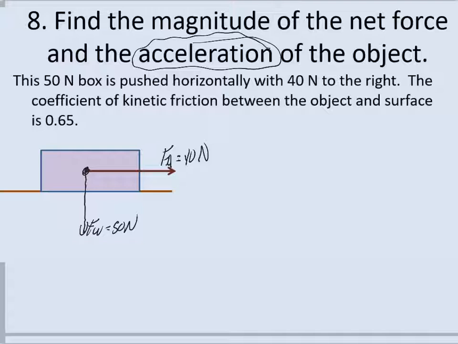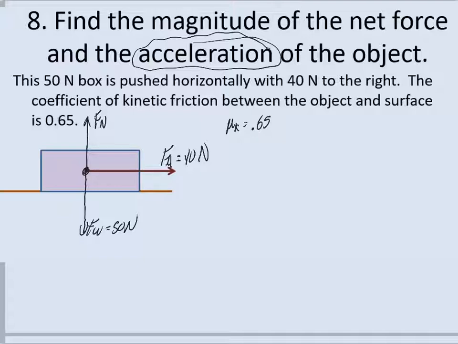The coefficient of kinetic friction between the object and the surface is 0.65. So that's going to come in handy later on. And there are some other things that I can fill in. I know this is going to be normal force. Remember, this is normal force with just the N. If it said F net, that's net force.